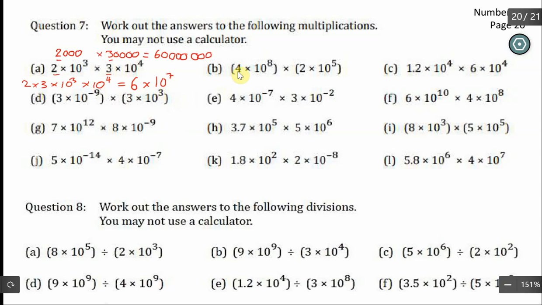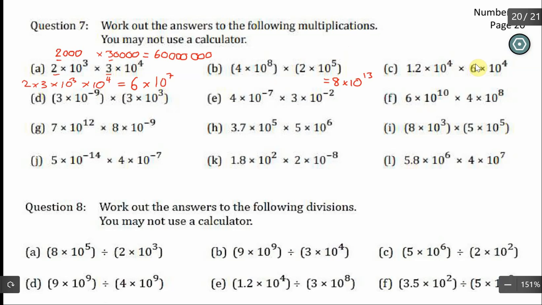Okay, part B, the brackets are there just to tell you that those are numbers written in standard form. Other than that, you don't really need them there, so you can imagine this exactly the same as the first one. Don't need the brackets. So I'm going to do the 4 times the 2 first. That'll give me 8. 10 to the power of 8 times 10 to the power of 5 is 10 to the power of what I get when I add 8 and 5, so 13.